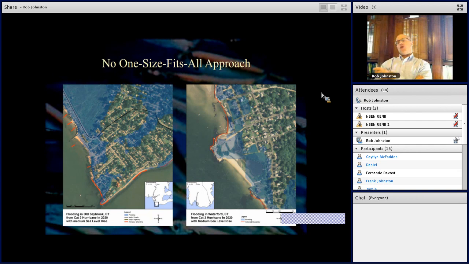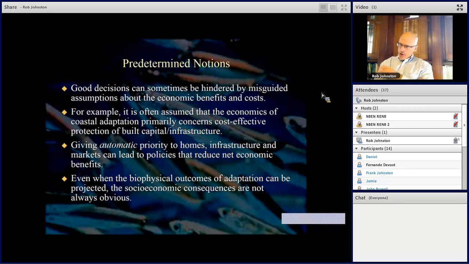Where I want to start, getting down into the weeds a little bit, is the idea that sometimes, and actually it's more than sometimes, good decisions can be hindered by misguided assumptions or misunderstanding of what an economic benefit and cost really is.